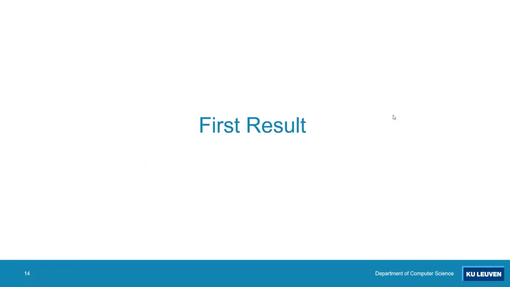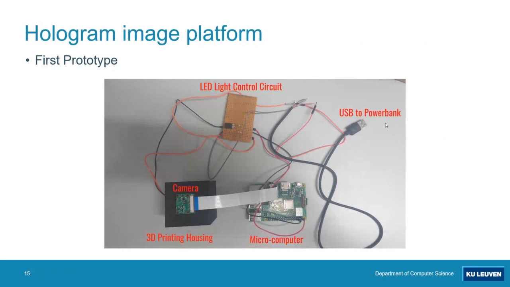And now let me show you the current progress of the work. First, for the hologram image platform, we have already built our first prototype. You can see the overview of the different modules here. Now we can use this setup to obtain some holograms, which we will show you in the later slides. But eventually, we want to have a bigger case, 3D printing cases, which will integrate all the things together. So in the end, we will get just a big black box.